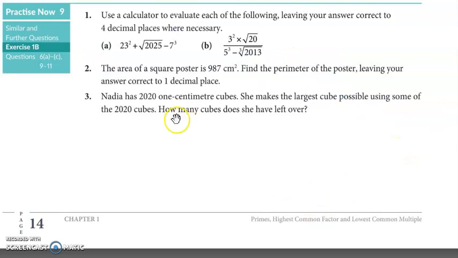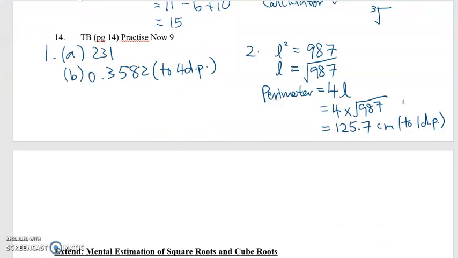Now for question 3, Nadia has 1 centimeter cubes, and she makes the largest cube possible using these 20 cubes. So not all 20 of them are going to fit to form a cube, because I want a cube. So I'm going to use my knowledge of perfect cubes to help me. I'm going to take the cube root of 20 first to see what value I get. If I take cube root of 20, I actually get 12.64 blah blah blah. So the largest cube that I can make is actually from 12 cube.